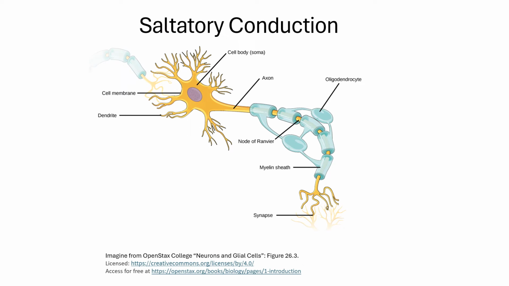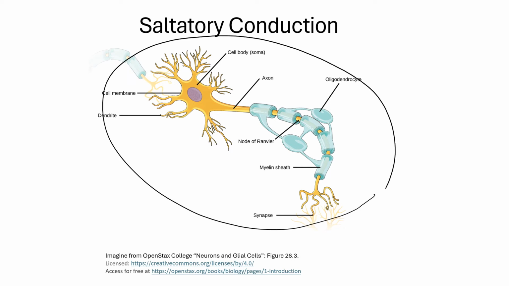So now I think we can do it. We can look at a myelinated neuron like this, and we can see and understand how the neuron being myelinated allows it to propagate action potentials down its axon at faster velocities. That process being called saltatory conduction. So let's go ahead and do that.